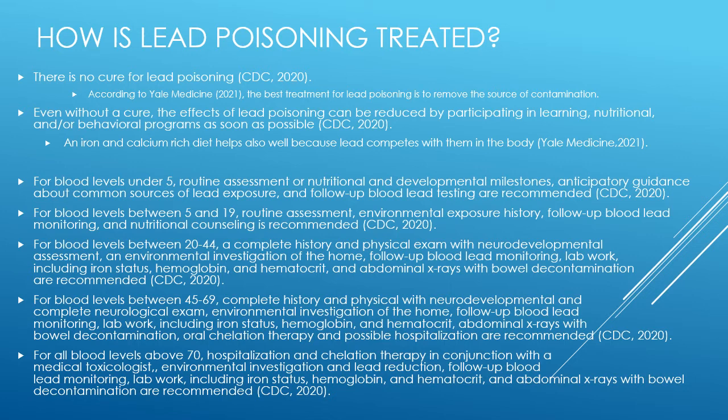For blood levels between 45 to 69, complete history and physical with neurodevelopmental and complete neurological exam, environmental investigation of the home, follow-up blood lead monitoring, lab work including iron status, hemoglobin and hematocrit, abdominal x-rays with bowel decontamination, oral chelation therapy, and possible hospitalization are recommended.